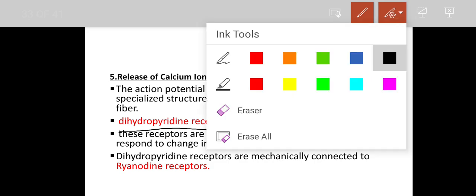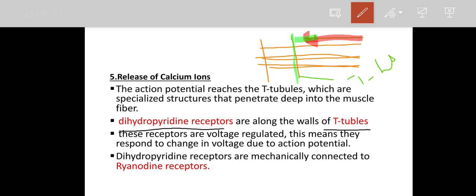Now, one other important fact when we're talking about this point, we are on the release of calcium ions, so bear with me, we are still here. One important fact about dihydropyridine receptors is this: they are mechanically connected with what we call the ryanodine receptors. If you haven't mentioned dihydropyridine receptors and ryanodine receptors in your explanation of muscle contraction, then we don't know where you got that kind of explanation, because these receptors are very important.